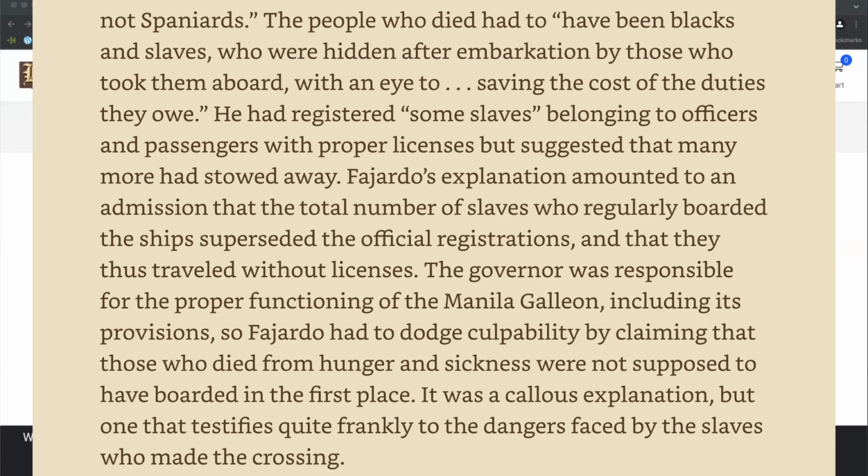without licenses. The governor was responsible for the proper functioning of the Manila galleon, including its provisions, so Fajardo had to dodge culpability by claiming that those who died from hunger and sickness were not supposed to have boarded in the first place. It was a callous explanation, but one that testifies quite frankly to the dangers faced by the slaves who made the crossing.